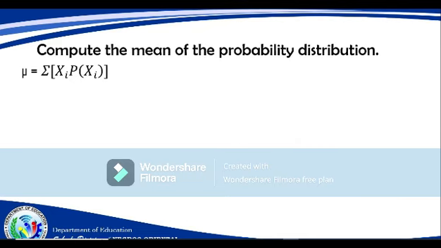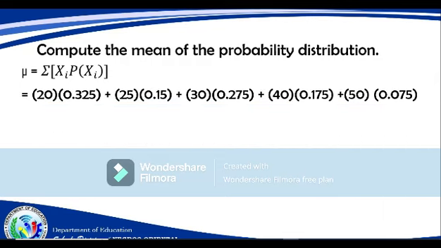Okay, let's continue. So compute the mean of the probability distribution. You know already the formula for the mean. You have this one, the summation of x sub i times p of x sub i. Then you will have 20 times 0.325 plus 25 times 0.15 plus 30 times 0.275 plus 40 times 0.175 plus 50 times 0.075. Then the answer, it would be 29.25. So what would be the interpretation?